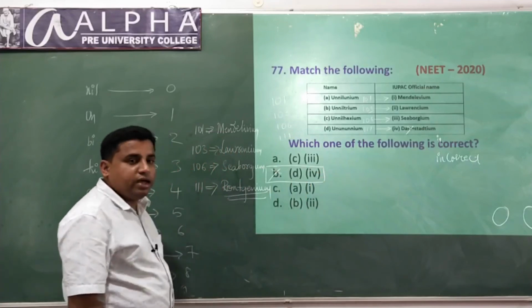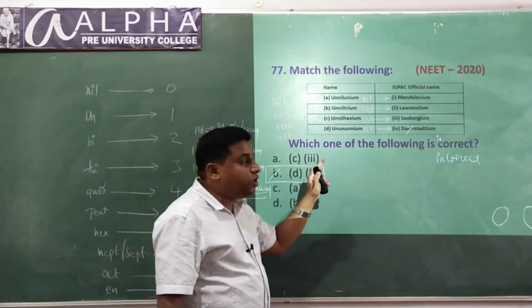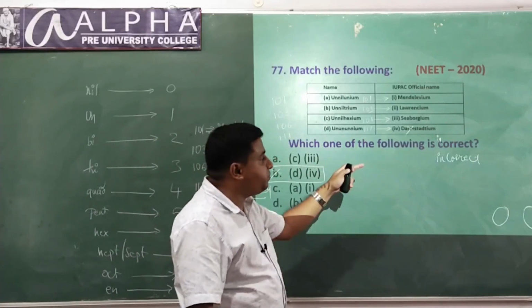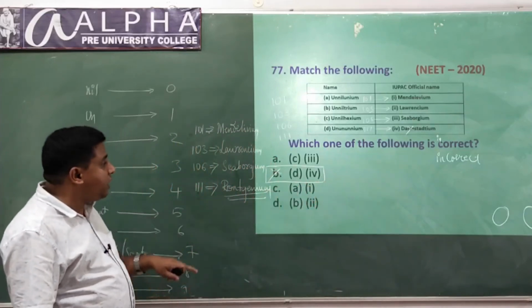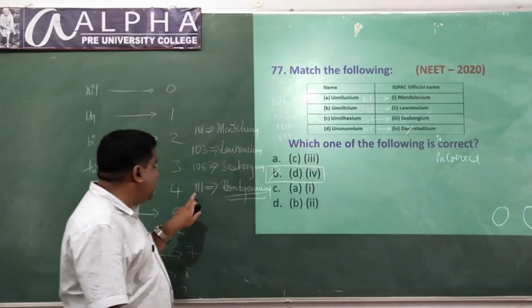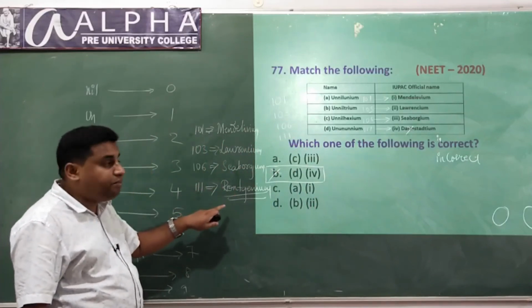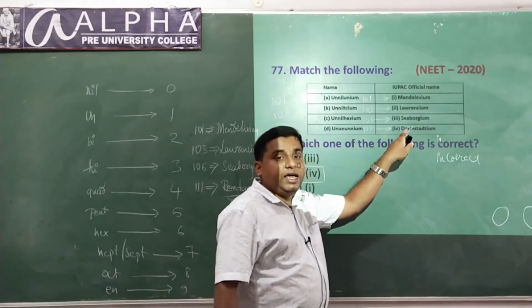So the question has to be which one of the following is incorrect. There is a printing error. Which of the following is incorrect? It is option D. D means 111, it should be Roentgenium, but it has been matched in an incorrect way.